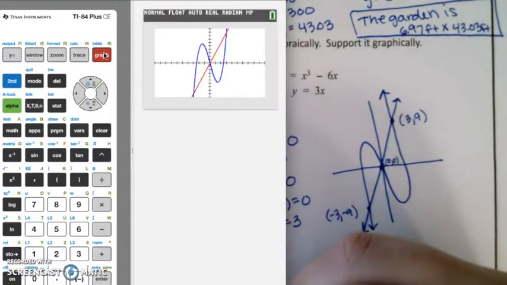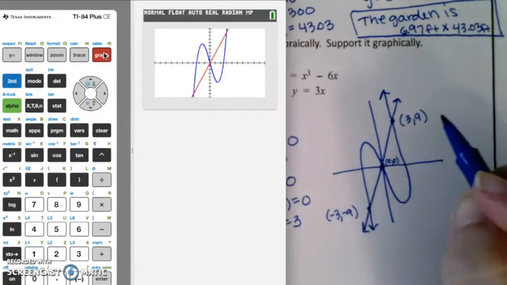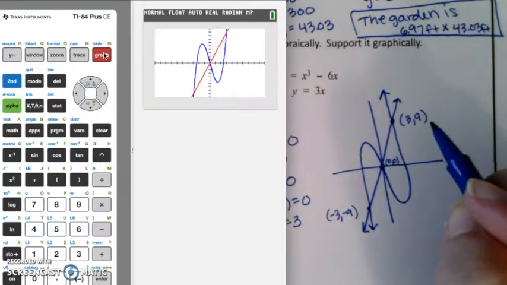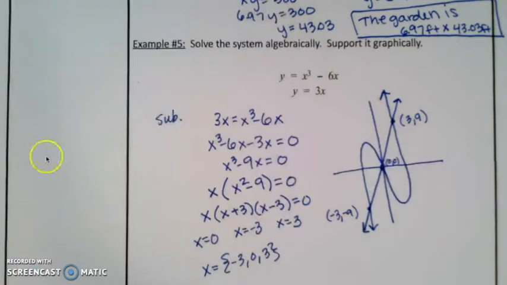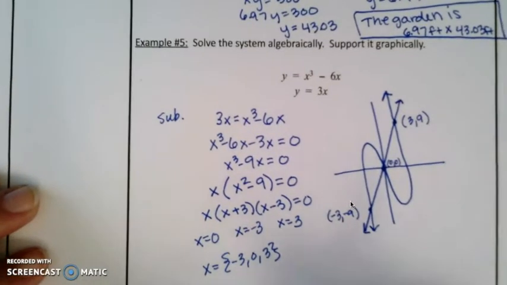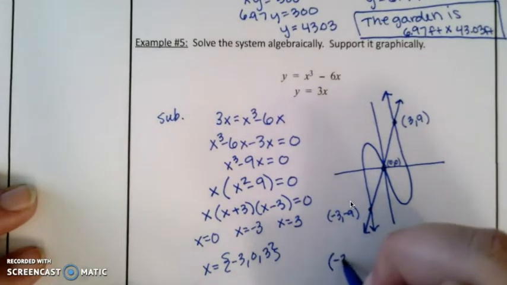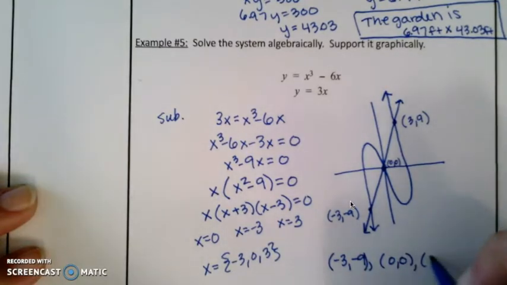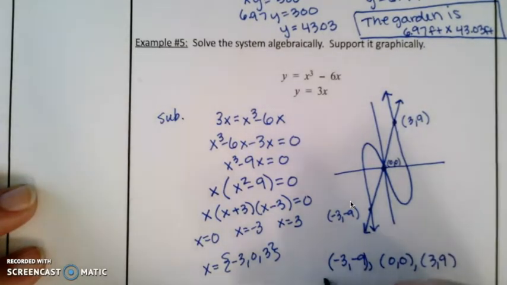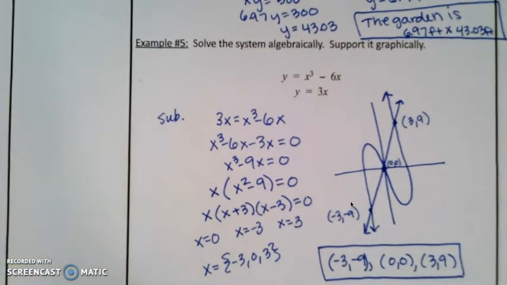We're looking for our x values, so it gives us all three of those x values, which confirms our answer. So our final solution is negative 3, negative 9, 0, 0, oops, and 3, 9. All three of those points satisfy that system.